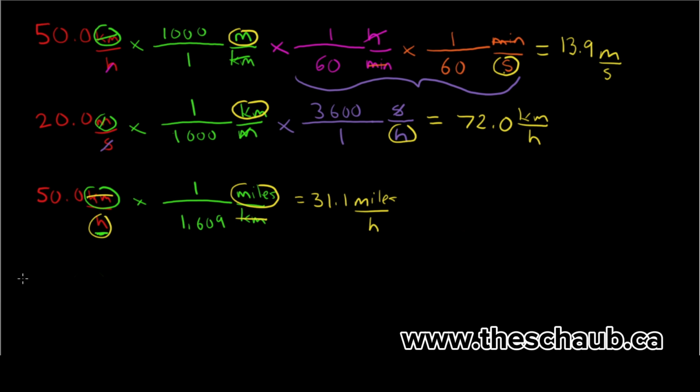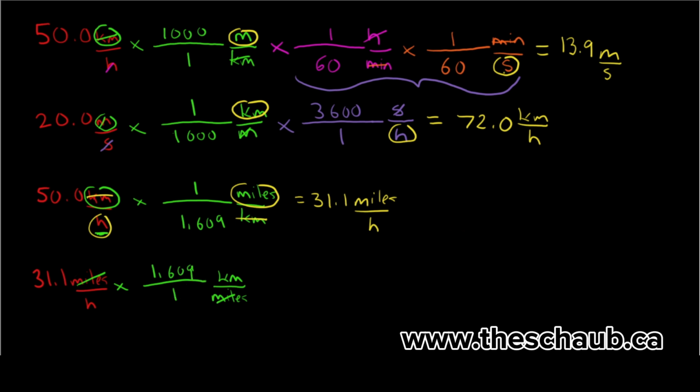For our final example, we're going to convert 31.1 miles per hour to meters per second, and this will confirm our answer of 13.9 in our original example. To start this conversion, we need to use a conversion factor that converts from miles to kilometers. Now we want miles on the bottom, so it cancels with our miles on top. Like above, there's 1.609 kilometers in 1 mile.